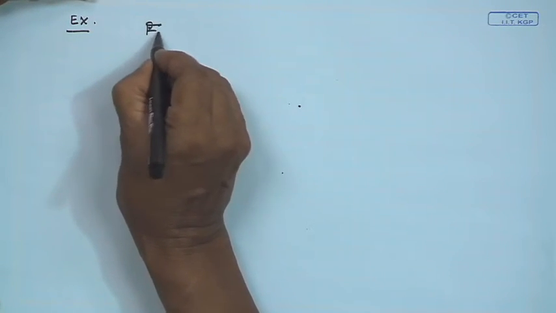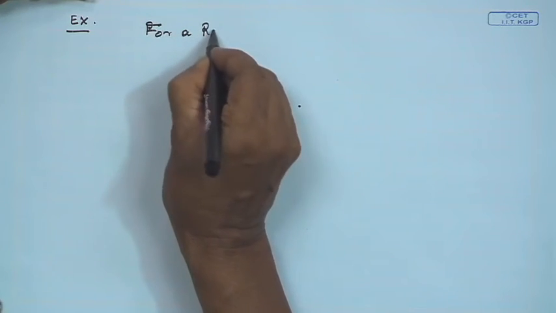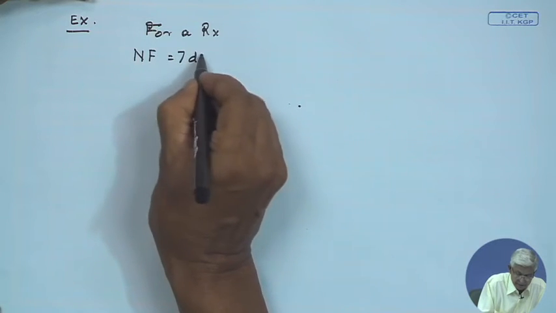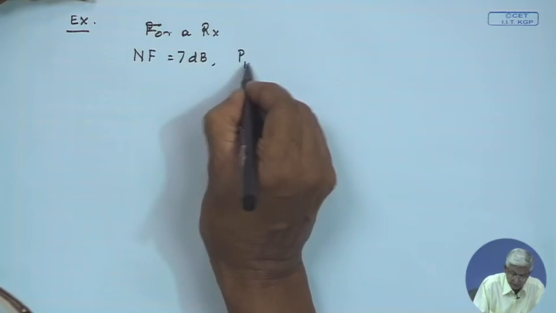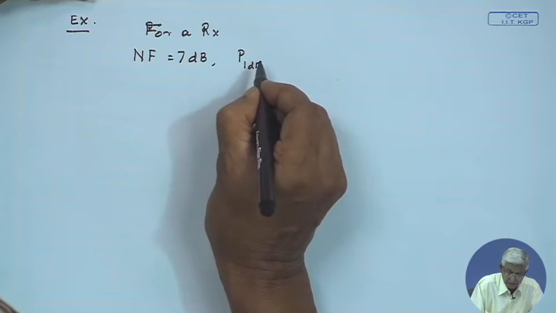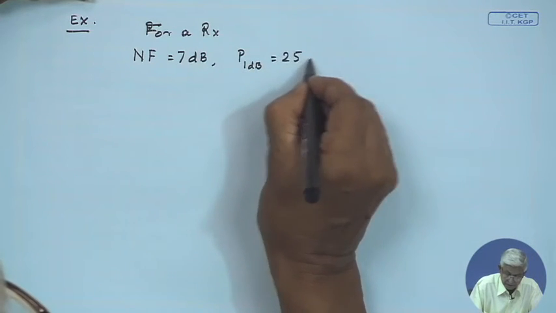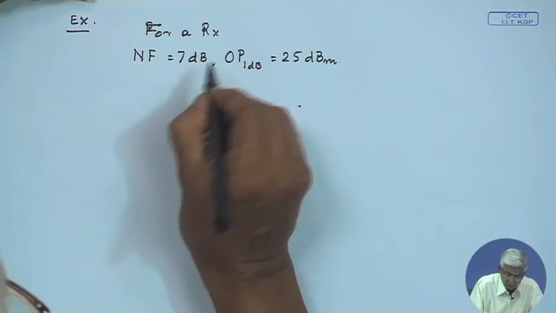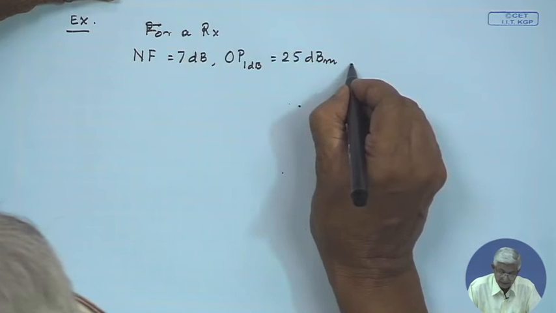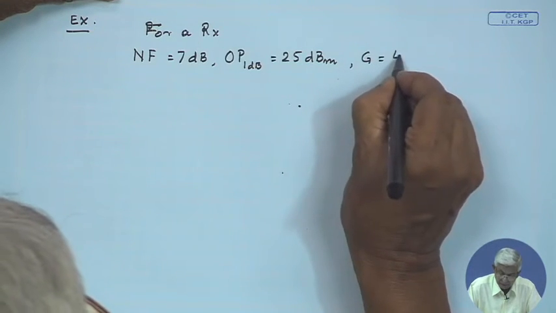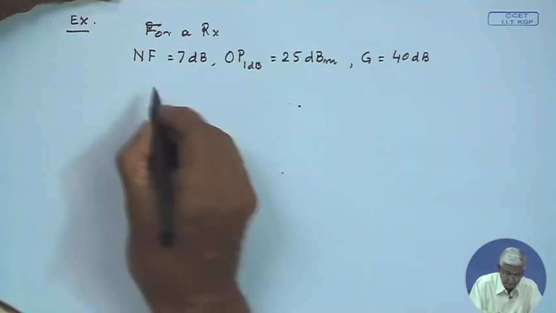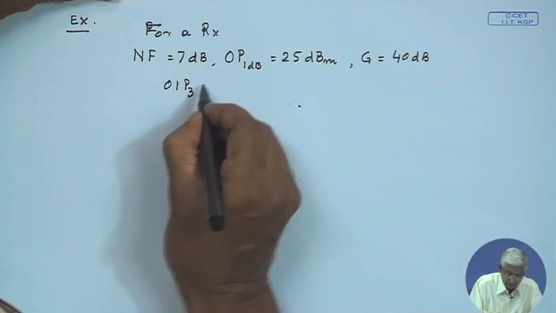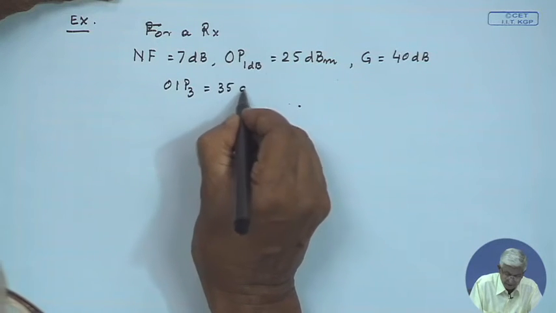For a receiver, some data is given. Noise figure is 7 dB, 1 dB compression point is 25 dBm, and let us say it is output reference, and gain is 40 dB. That output intercept third order intercept point is 35 dBm.